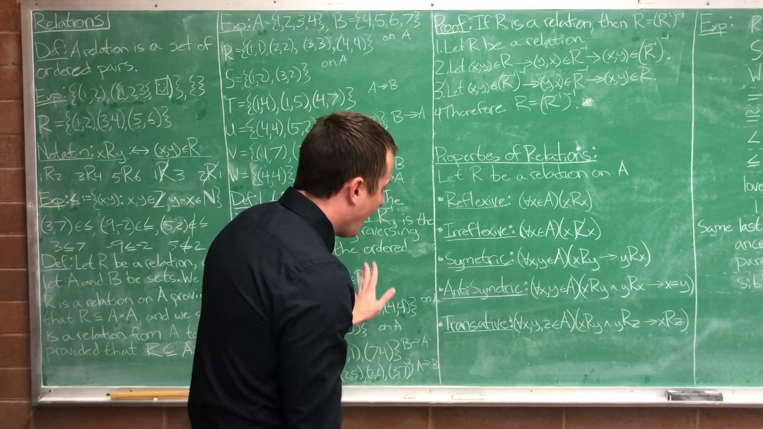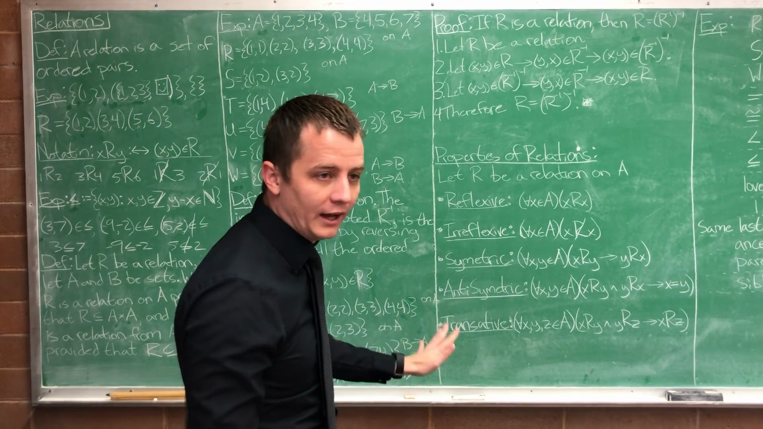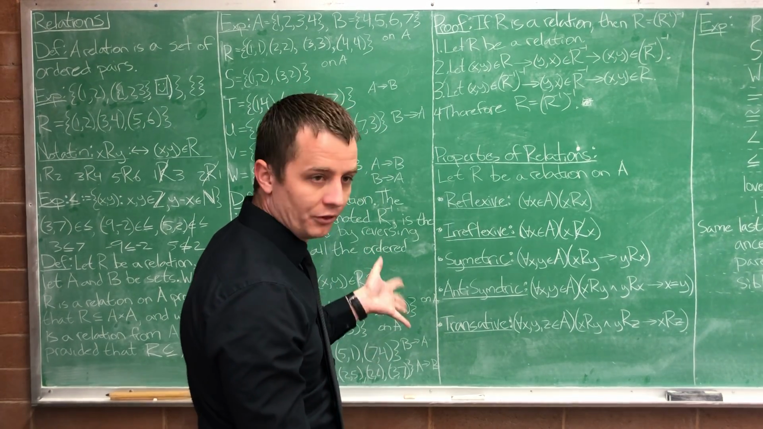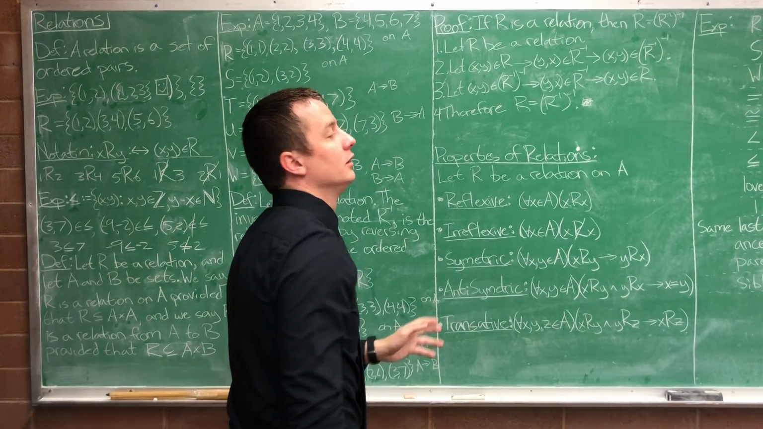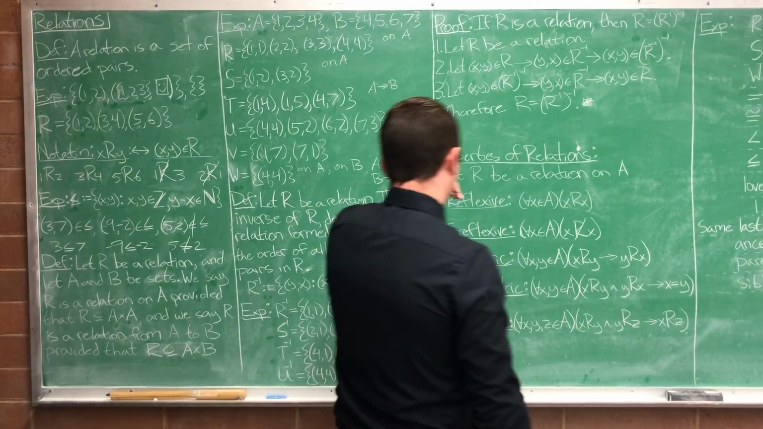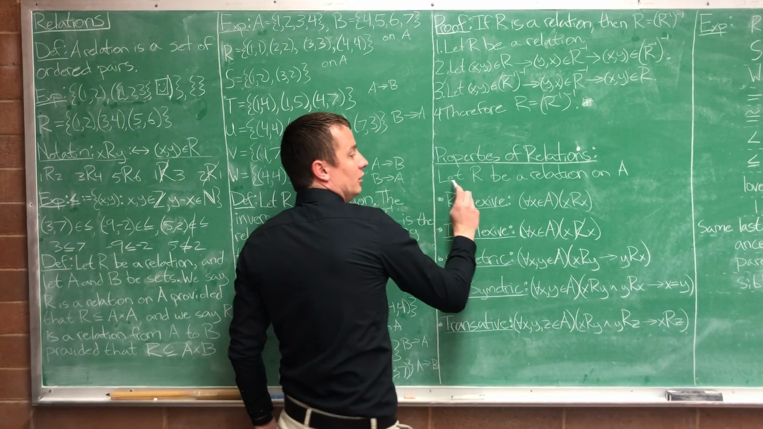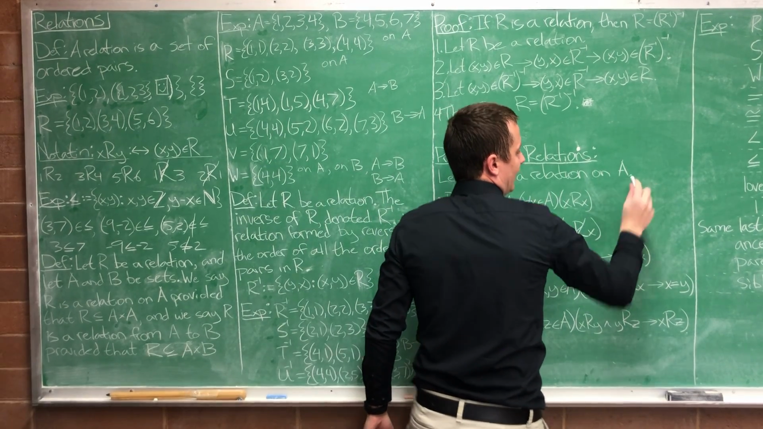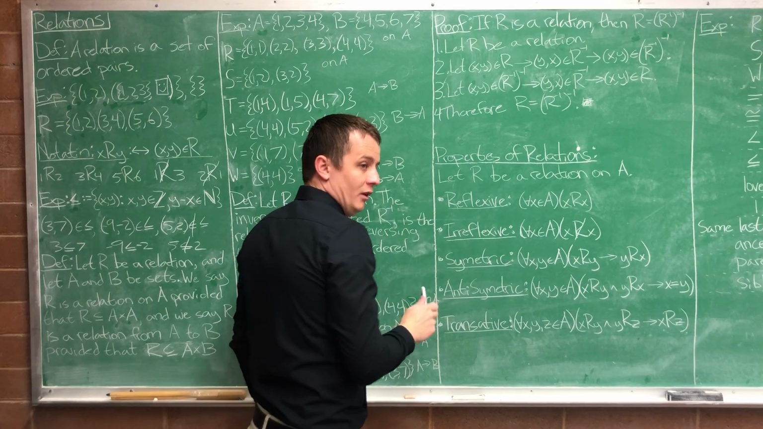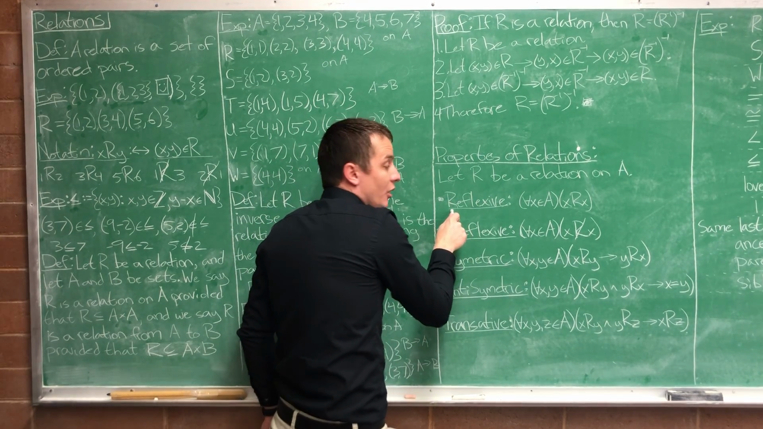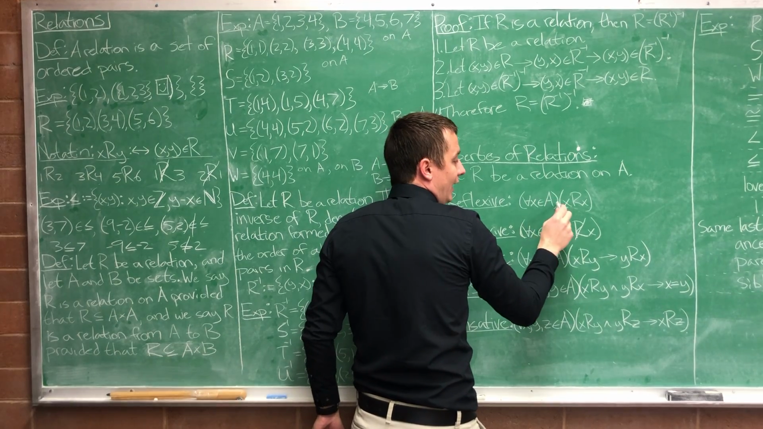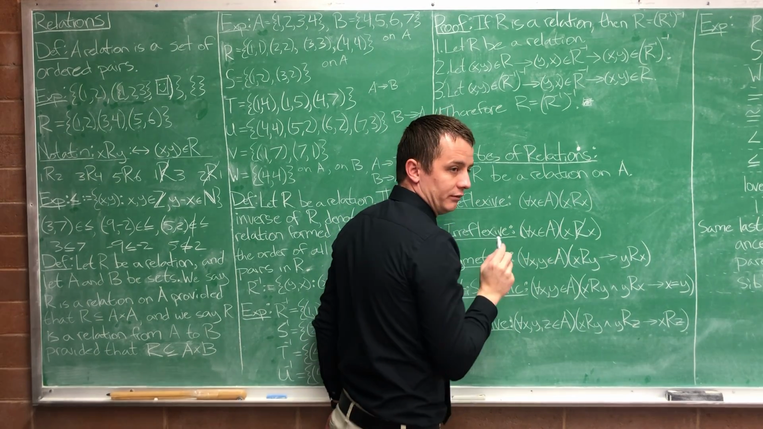Now, 5 properties a relation can have that we're interested in. 3 of these will show up over and over and over again, but let's get used to all 5. So, properties of relations. Let R be a relation on some set A. Then we call the relation reflexive, provided that for every x in A, x is related to itself.